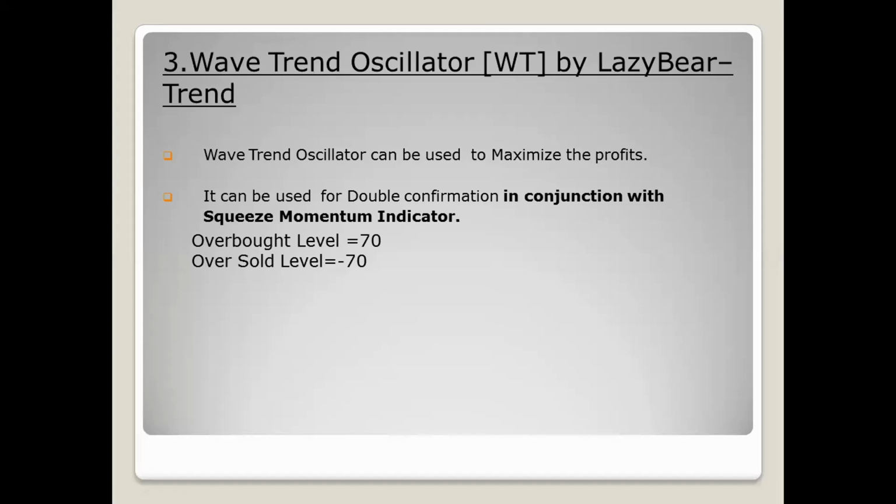One more thing about the squeeze momentum indicator, which I would like to tell you, is that this indicator is used in combination with the wave trend oscillator, which we are covering in the next slide. As I told earlier, wave trend is best used in combination with squeeze momentum. It can be used to maximize our profits. It can be used for double confirmation in conjunction with the squeeze momentum indicator.